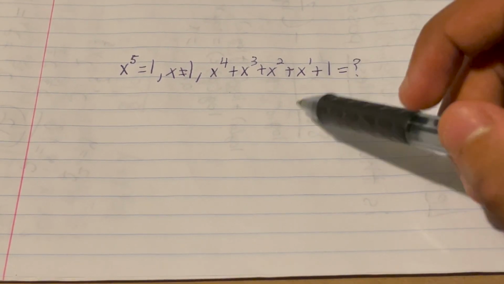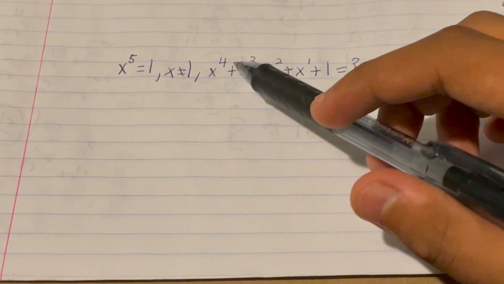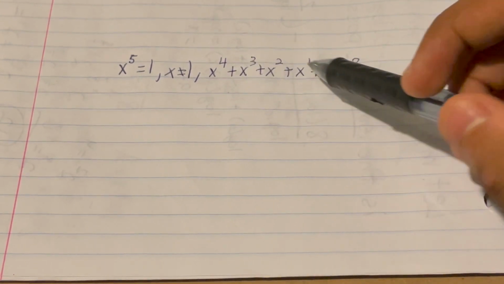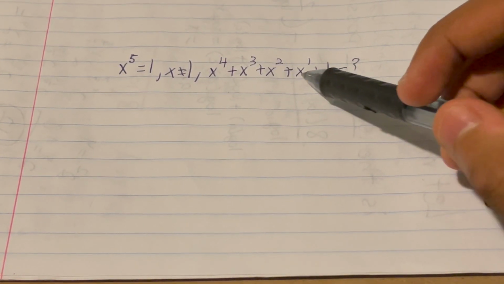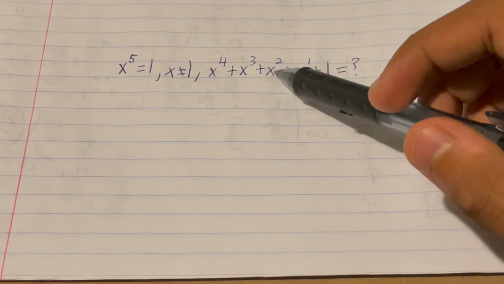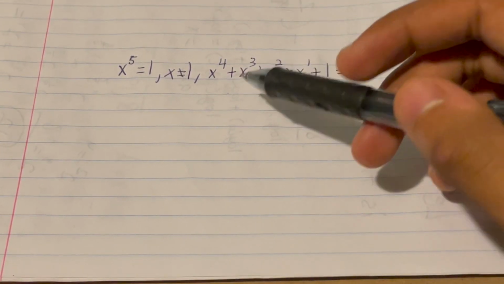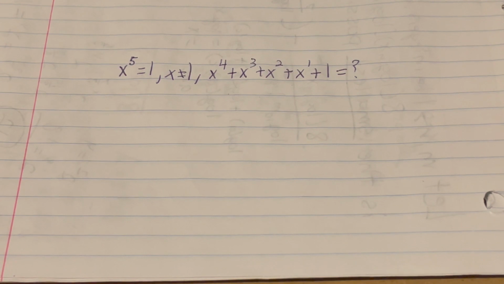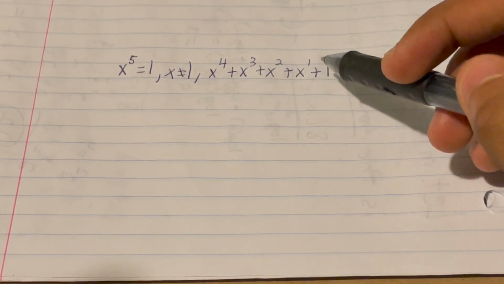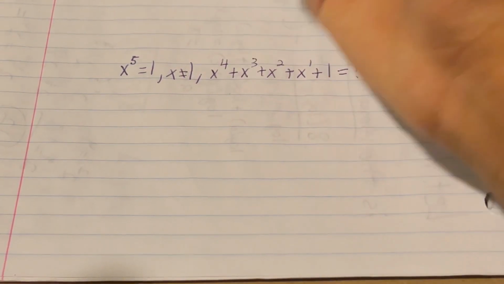Well, first thing we can see is that x to the fourth plus x cubed plus x squared plus x to the first plus 1 looks like a series of some sort. After further inspection, it looks like a geometric series, starting from 1. To get to the next term, you multiply by x, then you get x to the first, multiply by x to get x squared, multiply by x to get x cubed, multiply by x to get x to the fourth. So this is a geometric series. Therefore, maybe we can plug this equation into the geometric series equation. But first, let's derive that geometric series equation.